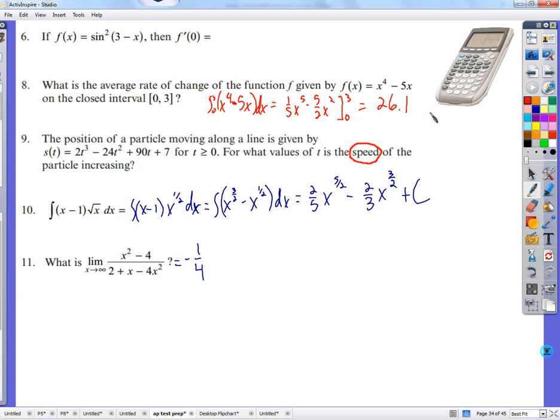And then what did you do? That's it? Multiply by b minus a. Multiply by b minus a? Well, if we took 26.1 and divided by b minus a, which would be 3, 3 minus 0 would be 3, what would that give us? It would give us the average value of this function. It wouldn't give us the average rate of change of this function.